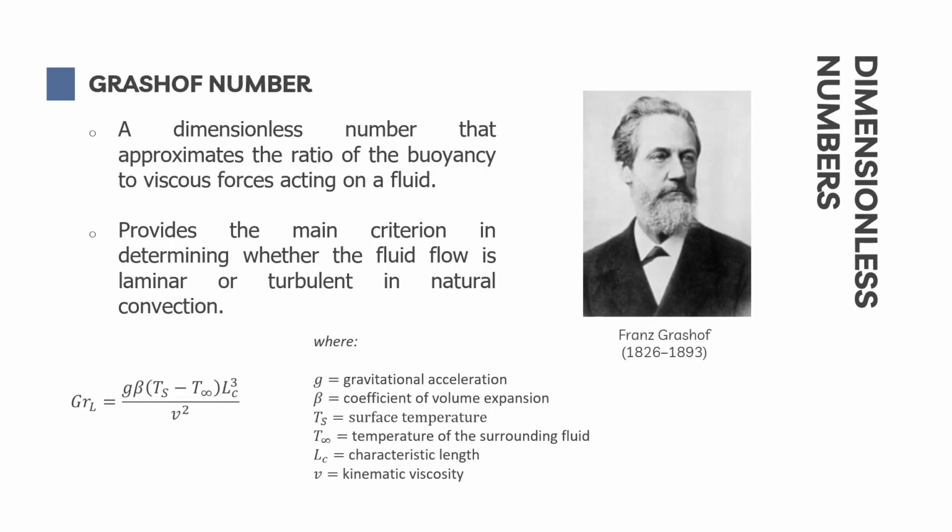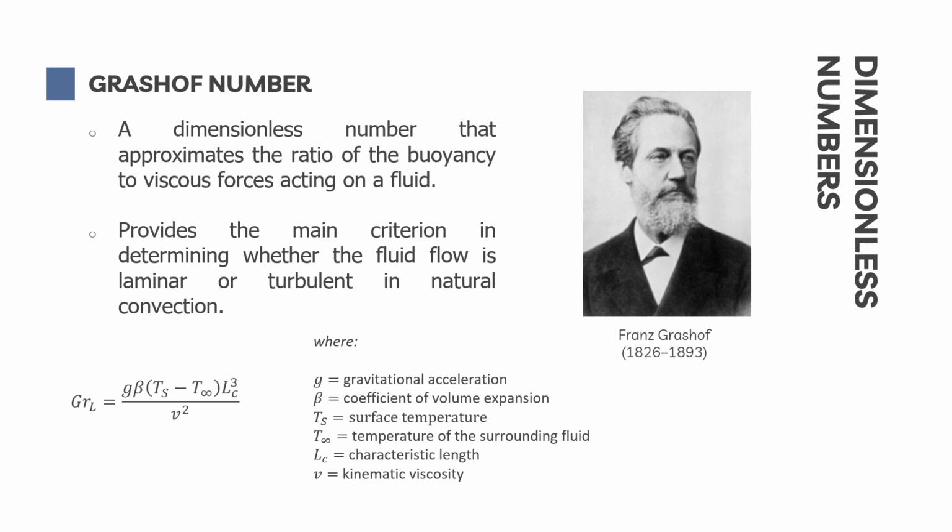The Grashof number is a dimensionless number that approximates the ratio of the buoyancy to viscous forces acting on a fluid. It is analogous to the Reynolds number, which compares inertia to viscous forces, but specifically focuses on natural convection, where it provides the main criterion in determining whether the fluid flow is laminar or turbulent in natural convection.